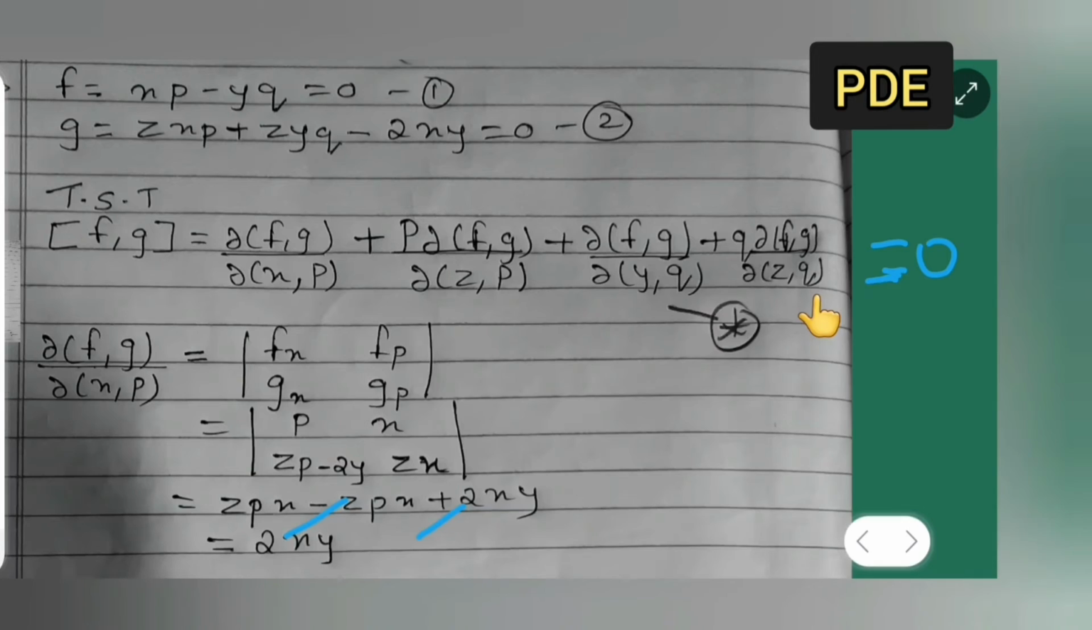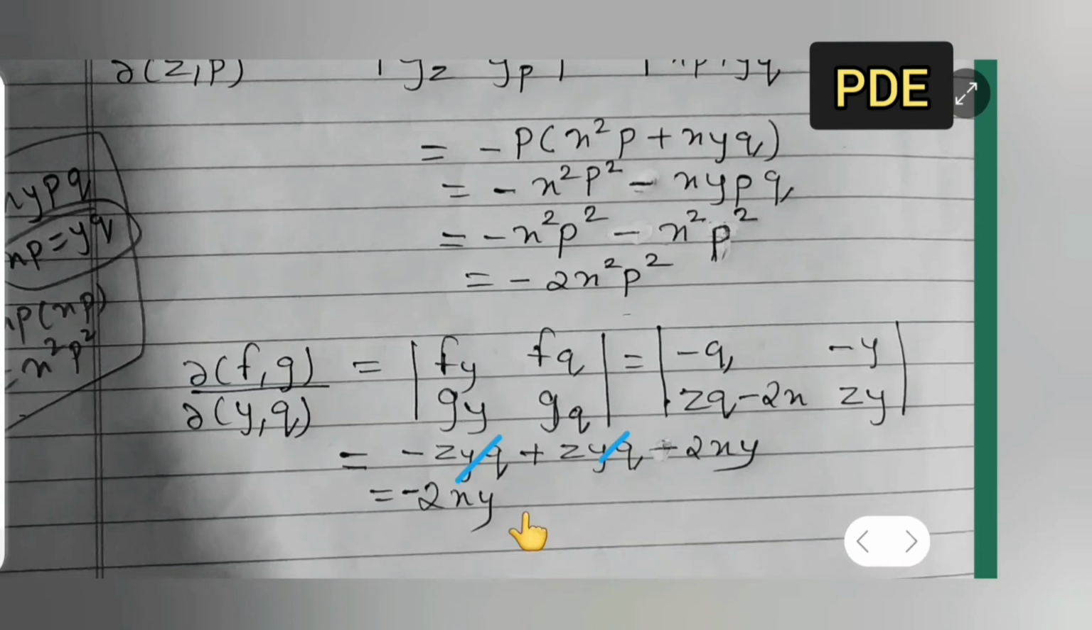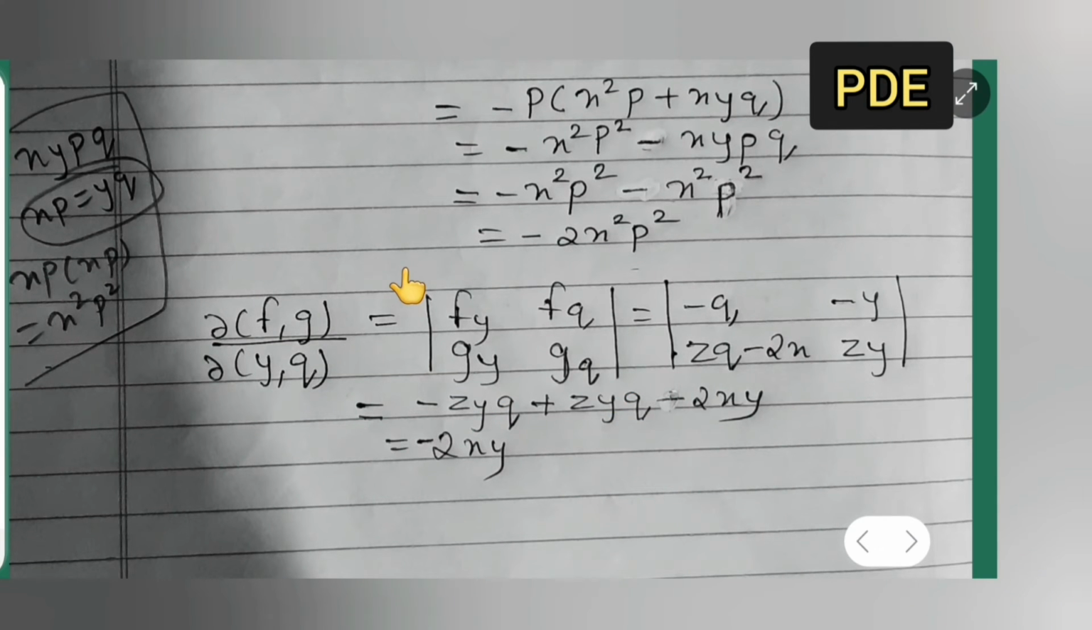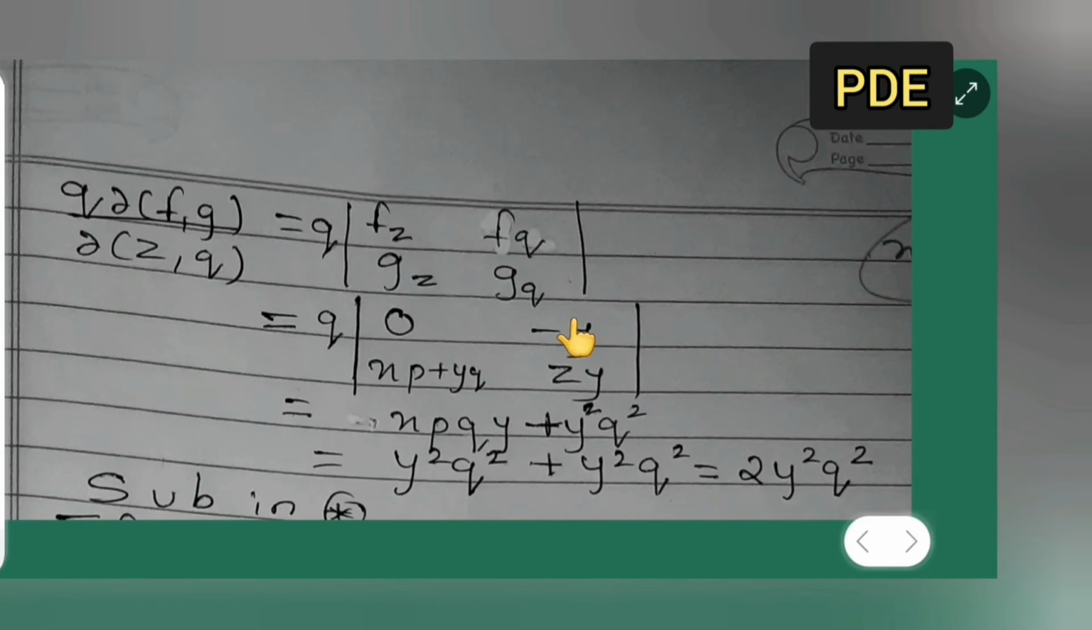You all can see this equation. Differentiate f with respect to q, you are going to get minus y. So that's what I have done over here. Differentiate g with respect to z, I am going to get xp plus yq. Differentiate g with respect to q, I will get zy. You all can see the equation and do it the same way which I have explained already.